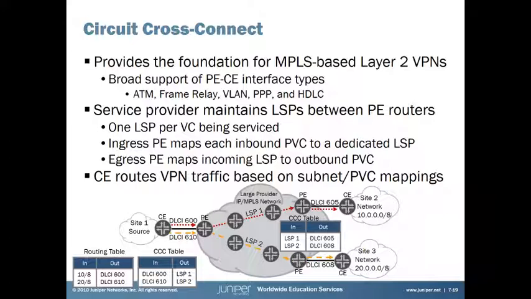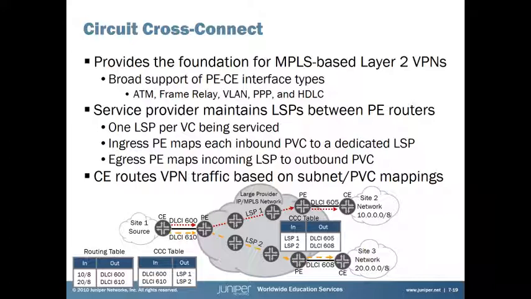The service provider maintains a label switch path between their PE routers, and one label switch path per VPN service. So for every virtual circuit, in other words, a connection between two sites, we have a separate label switch path. The ingress PE maps each outbound PVC, or permanent virtual circuit, to a dedicated label switch path, and the egress PE maps the incoming label switch path to an outbound permanent virtual circuit, PVC.